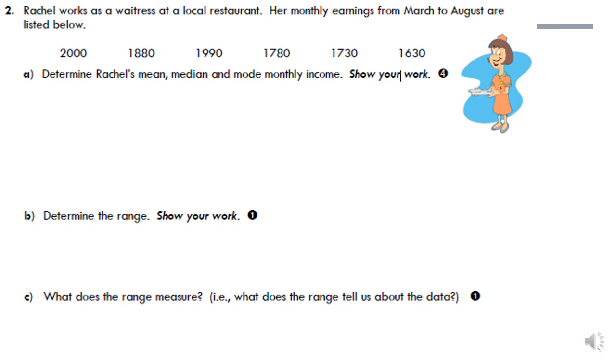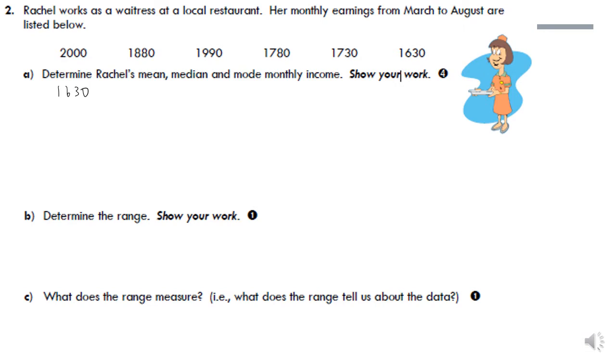Our next example. Rachel works as a waitress at a local restaurant. Her monthly earnings from March to August are listed below. We want to do her central tendency, so mean, median, and mode. Those 3 words that start with M. Remember, when you're finding the median, you want to put these in order from lowest to highest, or highest to lowest, doesn't really matter. But we, through the lessons, did lowest to highest. So I'm going to put those in order first before I do anything, so we don't forget.